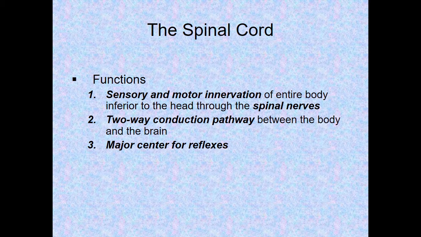When we talk about the functions of spinal cord, first is sensory and motor innervation. I told you about the types of nerves. Actually in the spinal cord, both types of nerves work together, and in the entire body, from the head towards the toes, they go through the spinal nerves itself. Then they also help in the two-way conduction pathway between the body and brain, and it has the major centers for reflexes. Yes beta, this is all about the structure and functions of the human central nervous system.